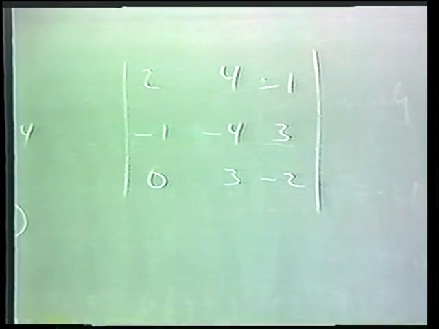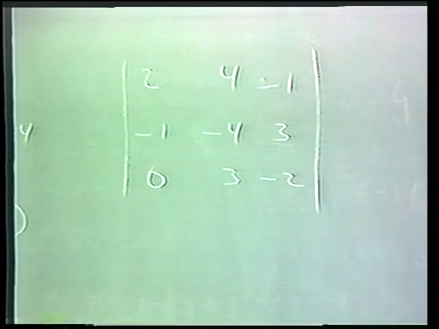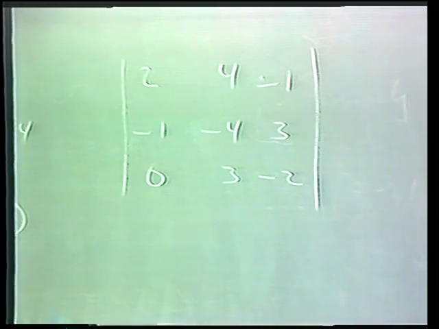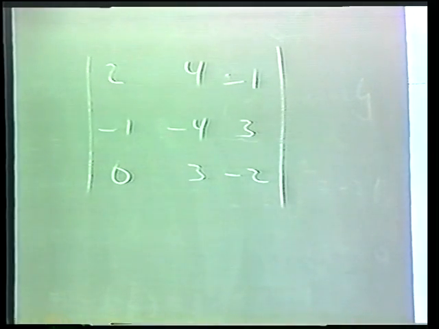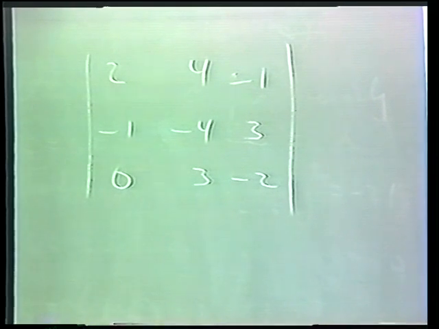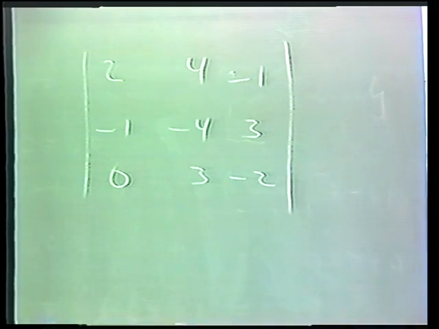On the board we have a determinant, a third order. We have to evaluate this. Now there are 2 ways to evaluate a third order determinant. One is called by extracting minors. I didn't teach you that method.